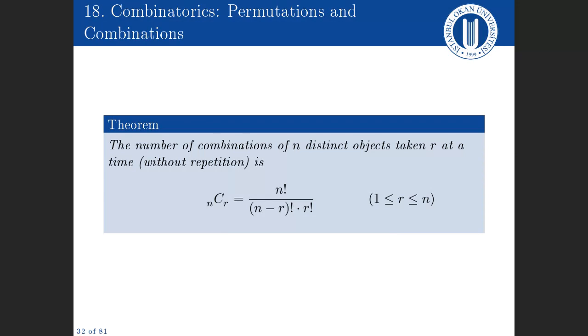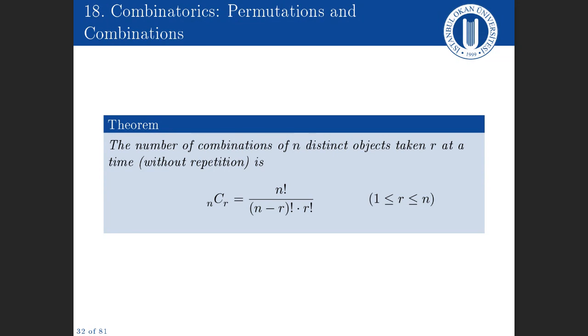Here it is. It's almost the same as the previous one, but we have this extra term on the bottom. nCr, the number of combinations of n distinct objects taken r at a time without repetition, is n factorial divided by n minus r factorial multiplied by r factorial.